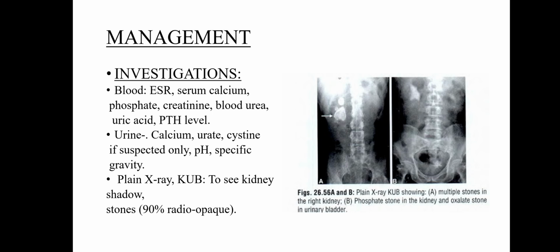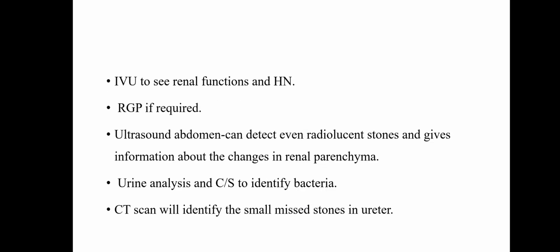But the main investigation we do first is the ultrasonography. Next, the gold standard one is the CT scan. These two will reveal whether a patient has renal stones or not. CT scan is more accurate, and it is the gold standard. Next, you do the X-ray to see the kidney shadows, and IVU to see the renal functions, and RGP also we do, and urine analysis to identify any bacteria.